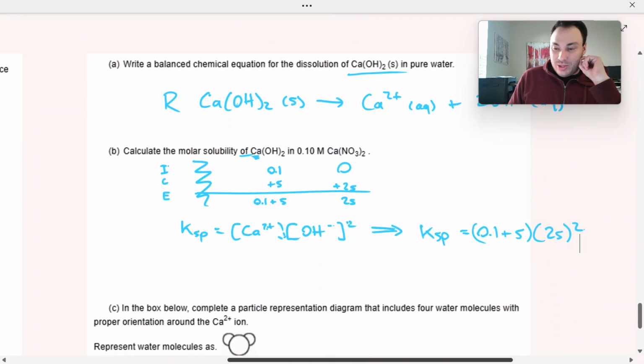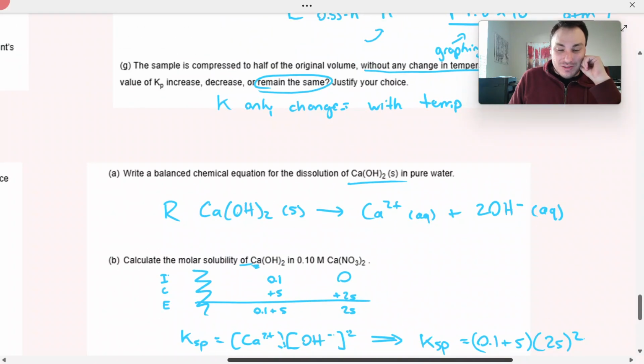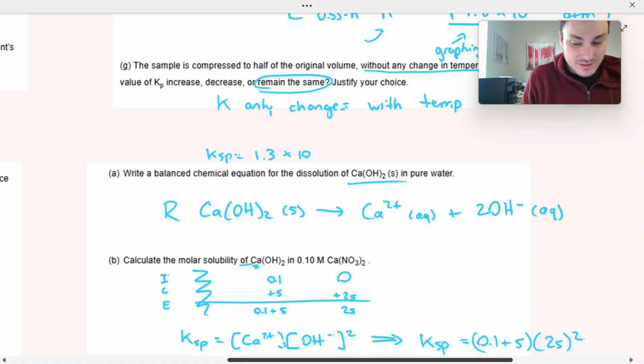Now we need the Ksp, and I realized I cropped this thing pretty badly because I missed one of the lines where it tells me the Ksp. So right above here, it says that the Ksp is equal to 1.3 times 10 to the negative 6.